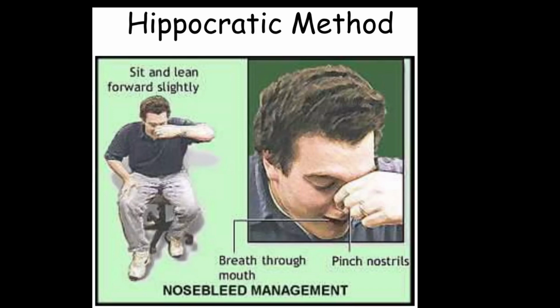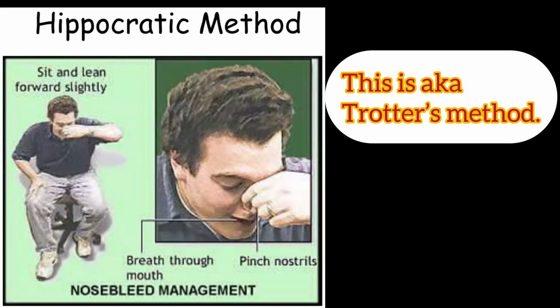When you have a nosebleed, your first instinct is to tilt your head back, but you should immediately correct this. First, stay calm and sit on a chair and lean your body and head slightly forward. Use your thumb and index finger and firmly pinch the soft part of your nose. This applies the pressure to the bleeding point and take deep breaths through your mouth. Do this for at least 10 to 15 minutes. This is Hippocratic method. It is also known as Trotter's method.